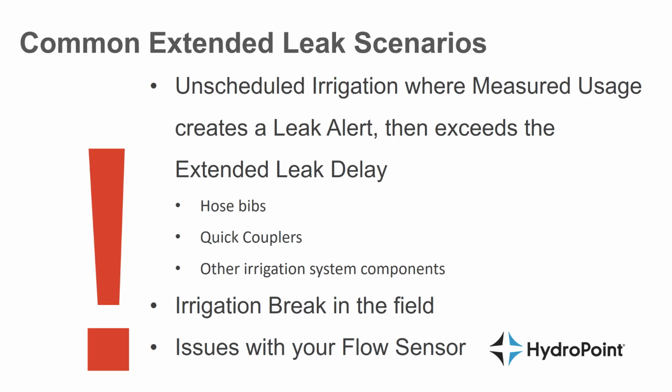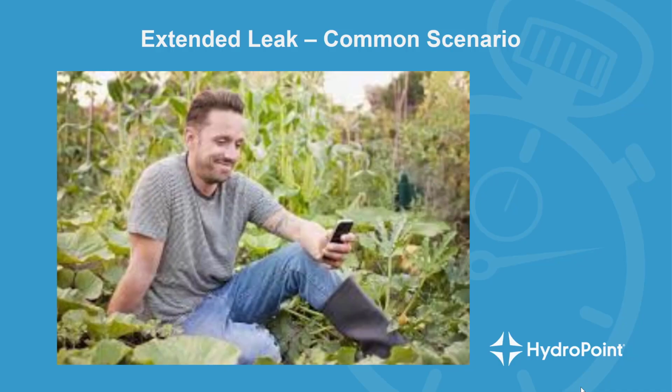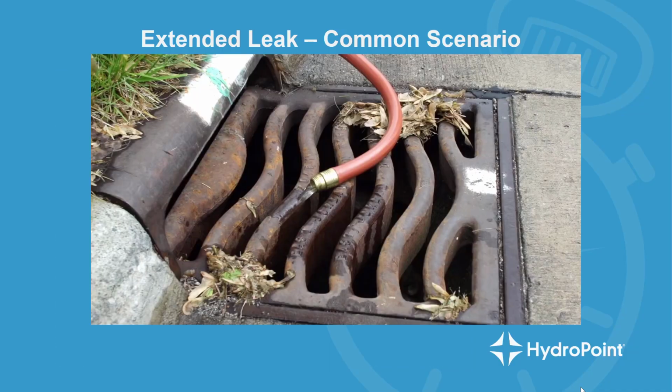But uncommon extended leak scenarios include irrigation breaks in the field. If something is stuck on in the field, you can get an extended leak alert. In addition, if your flow connection is creating false signals, that can show up as an extended leak alert as well. So if the kid walks away to check his phone, after a set period of time, the extended leak alert raises and closes the normally open master valve to prevent damage from flooding.